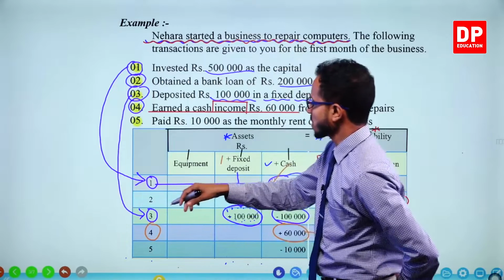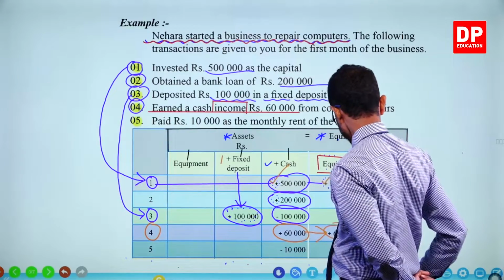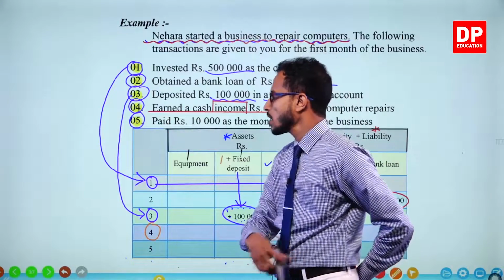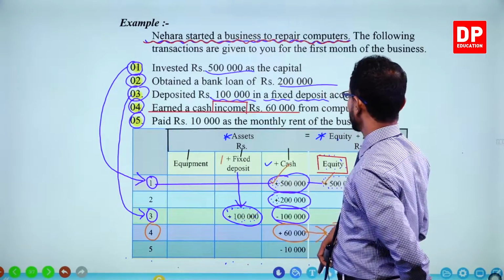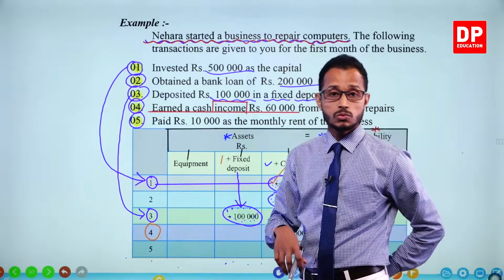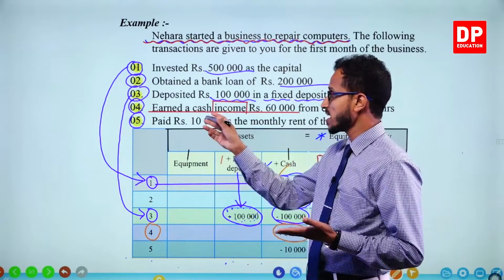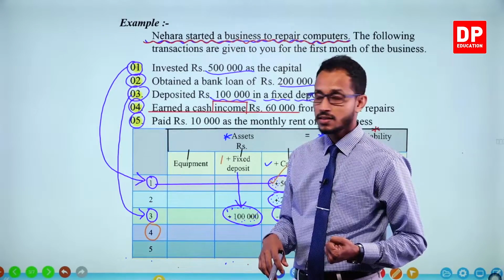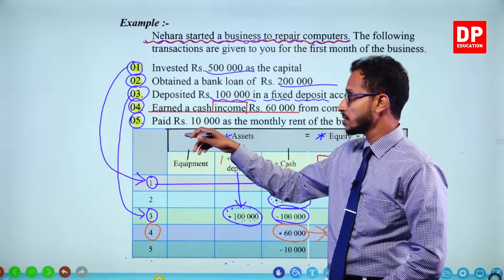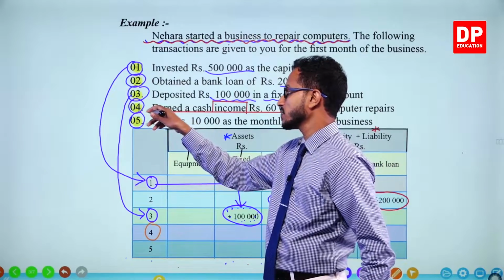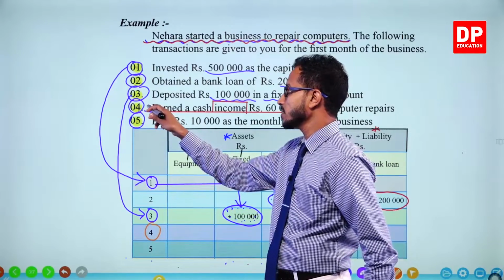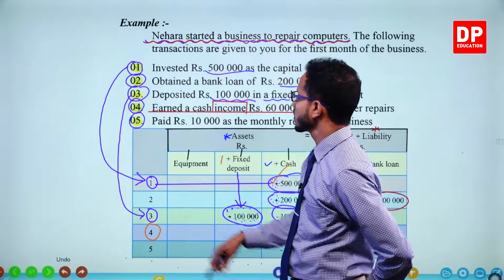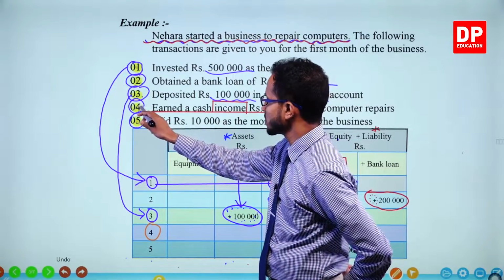Last one on this slide, fifth one. Paid 10,000 as monthly rent. Oh, what's that? In the previous one, we had an income. In this one we had an income, children.